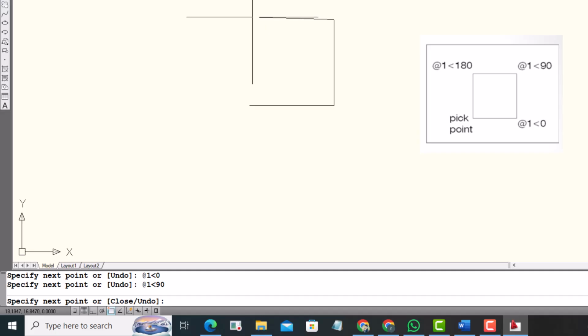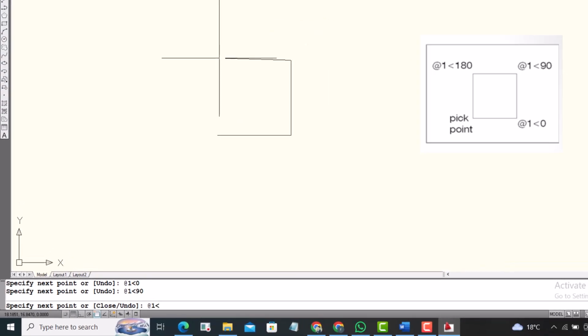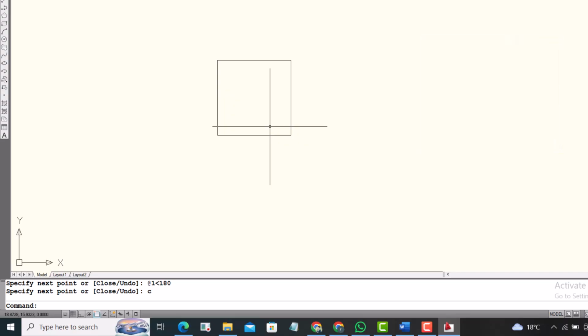Okay. Another point at 1 unit, angle 180. It means that is the 0. Come to here, it becomes 180. Just enter. Okay. Now enter C and enter. It closes the object. That is a polar coordinate system.